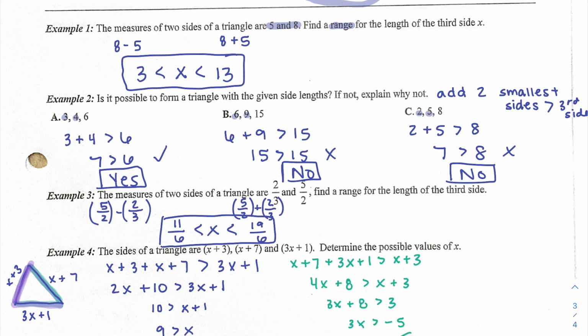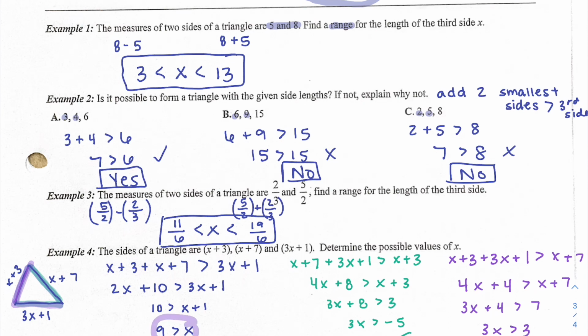And finally, all right, we add 2 more sides there. We haven't added this x plus 3 together with the 3x plus 1. So I'm going to say x plus 3 plus 3x plus 1 has to be greater than that x plus 7. So I have 4x plus 4 is greater than x plus 7. I'm going to subtract x from both sides. So I get 3x plus 4 is greater than 7. Subtract 4 from both sides. Divide by 3. I get x is greater than 1.